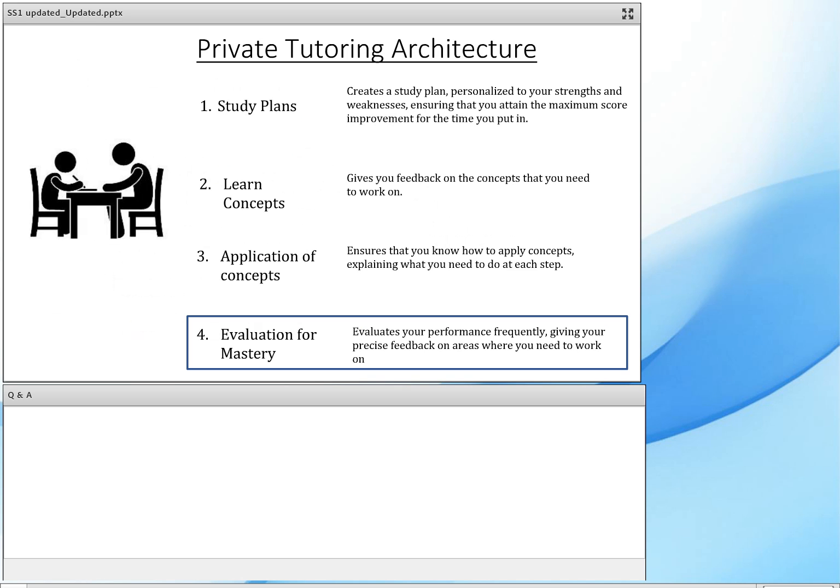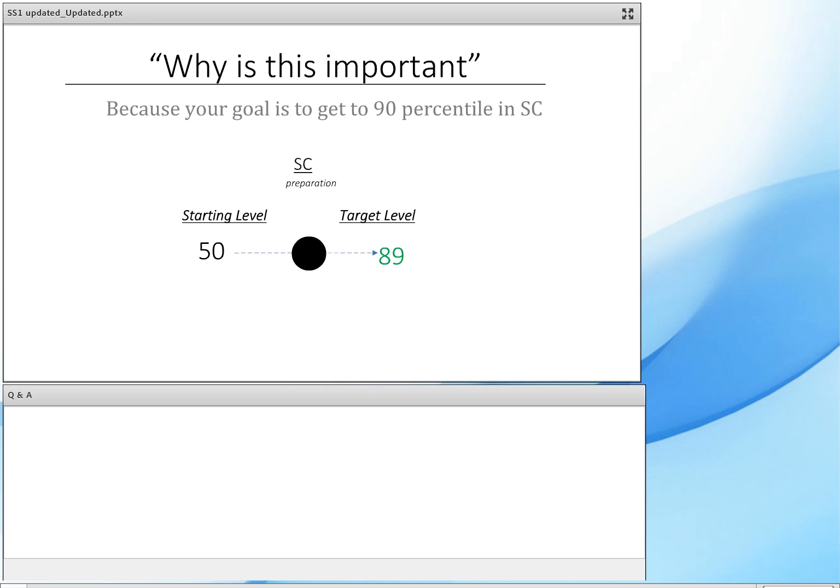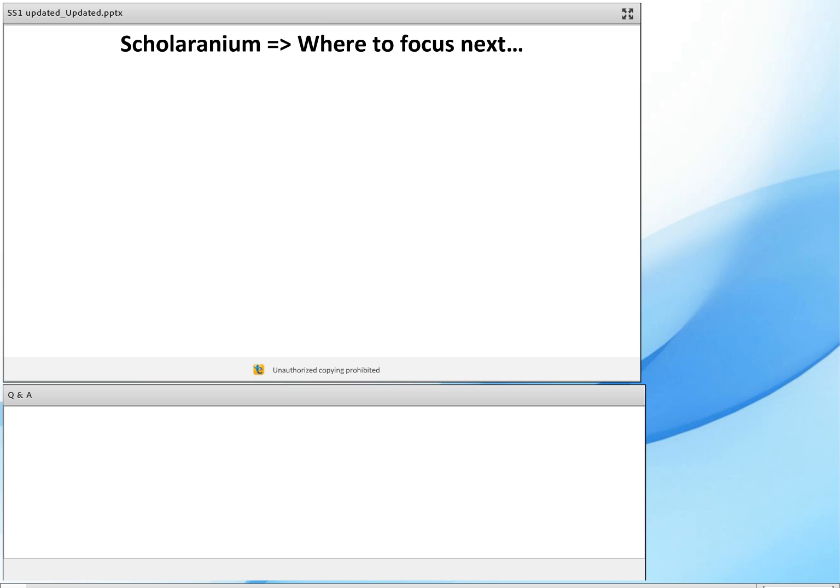The next piece is the evaluation of mastery. You've studied all of these concepts, you've learned application. How do you figure out whether you're among that top 11 percentile of students in sentence correction? And that's something which is very, very important, which is that, hey, I started at this level, I want to get to this level. After studying the course, how do I figure out whether I've gotten to this level or not? How do you do that?